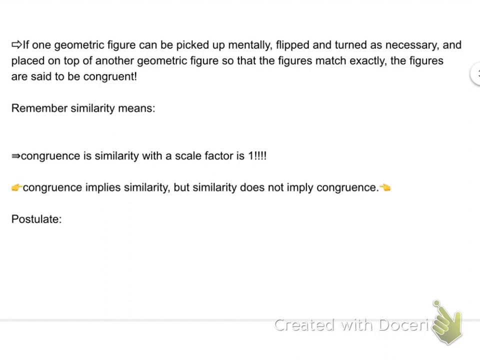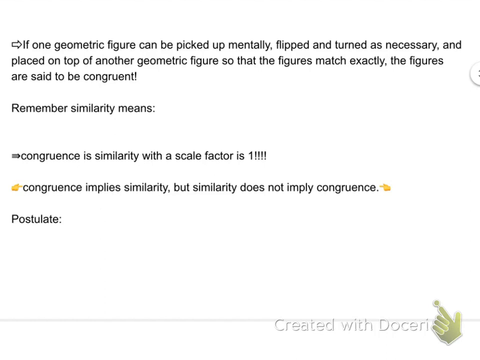Guys, remember that similarity means? Similarity is things that look alike. They're different sizes, but they have the same angles. The reason I came up with that Green Bay and Notre Dame analogy is because of this line right here. Congruency is similarity, but it has a scale factor of 1.